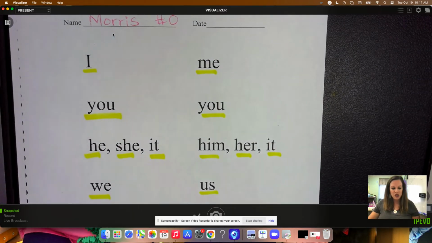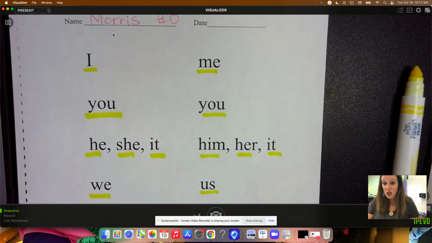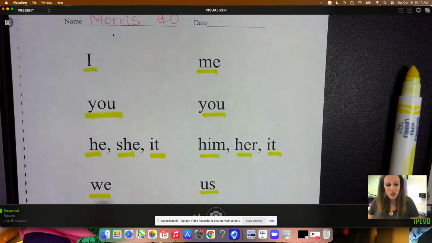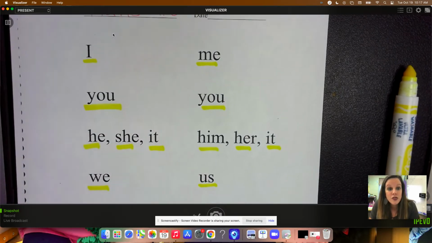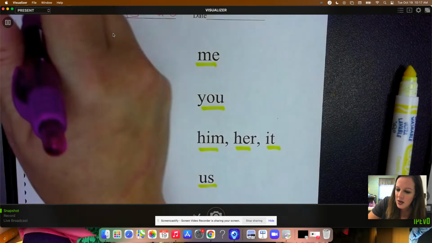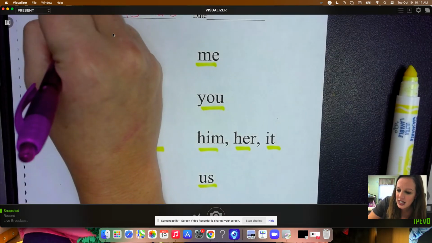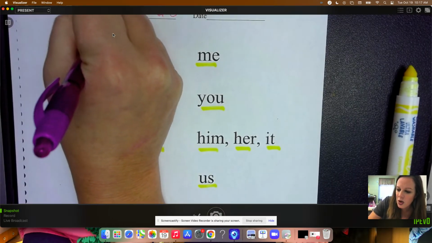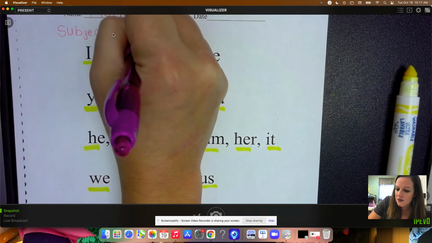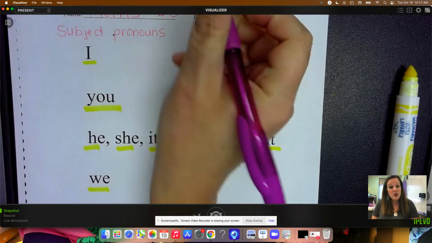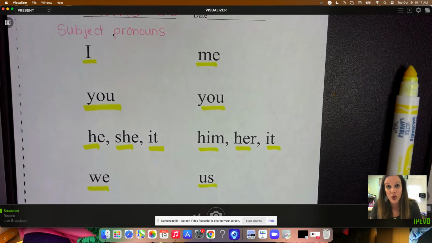You see, boys and girls, the pronouns in this first column, they usually come before the verb. There's something called subject pronouns. With your pencil, I want you to label them. Subject pronouns. This means that you often see them at the beginning or during the subject part of a sentence.